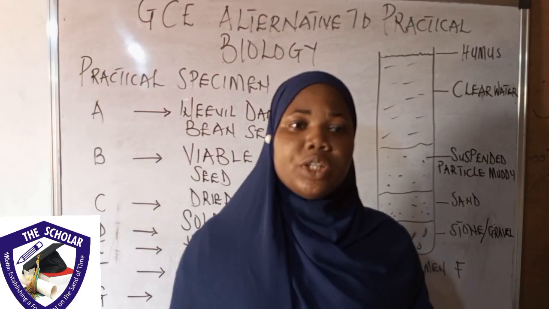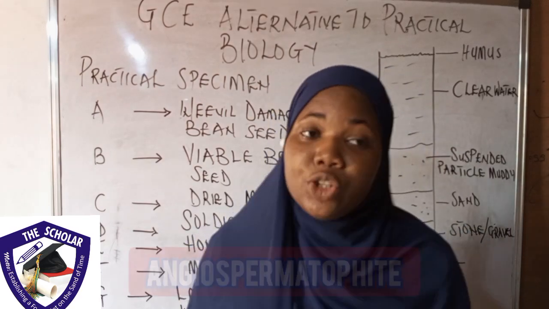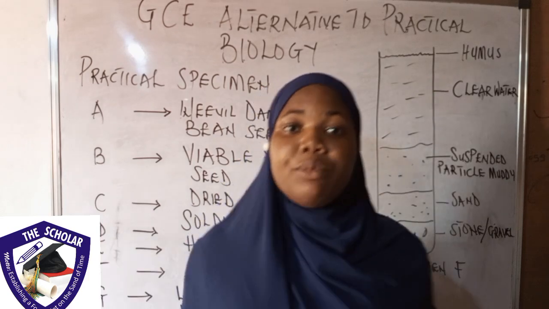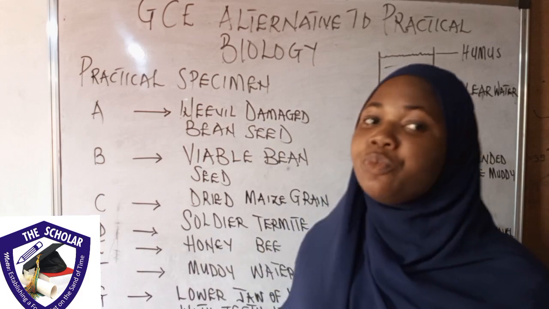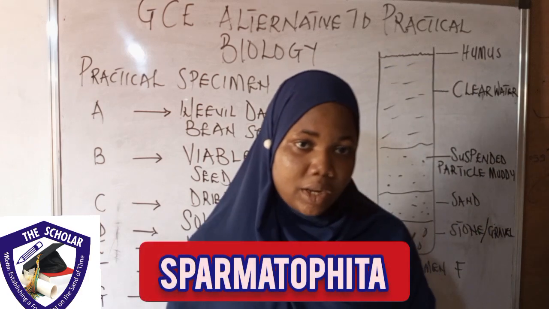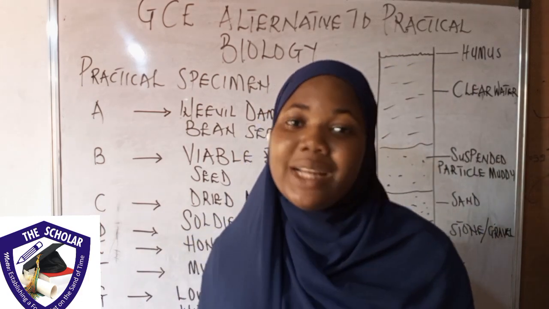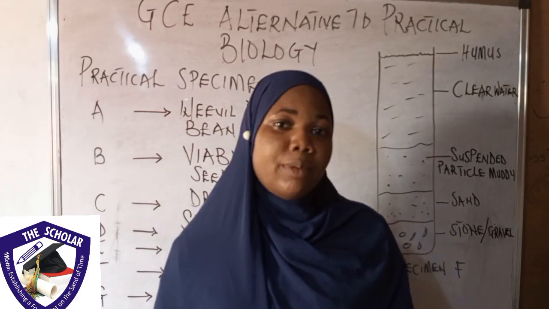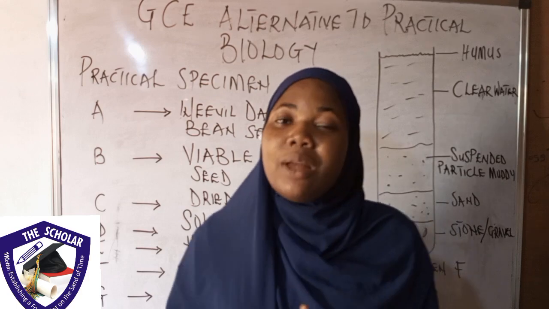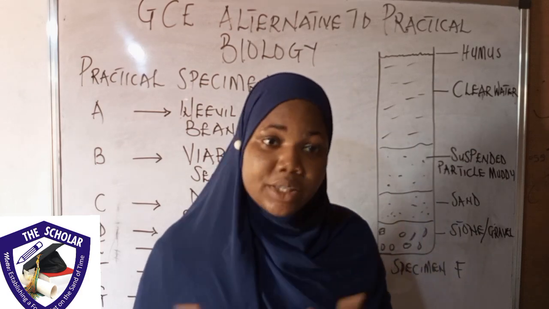And the division, it is under angiospermatophytes. Why? Because they are vascular plants. Now for the class, it belongs to Spermatophyta because it is a vascular plant that bears seed. For a plant to be classified as a spermatophyte, it must be a vascular plant that bears seed.